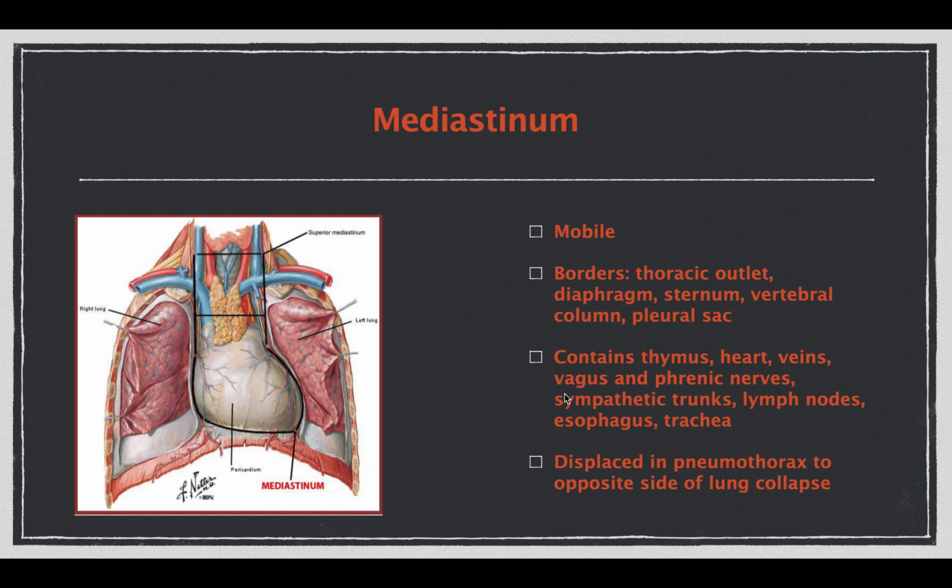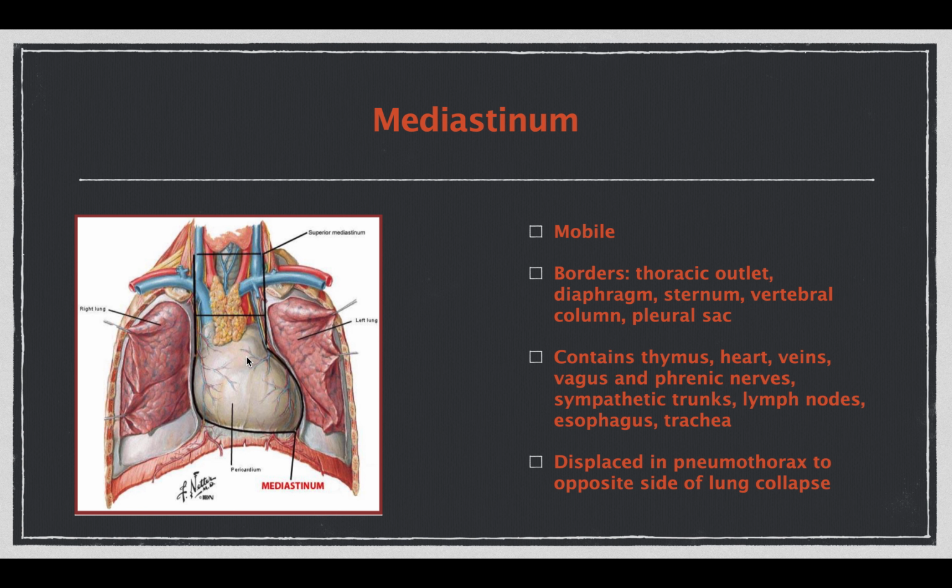It contains the thymus, heart, veins, vagus and phrenic nerves, along with the sympathetic trunks, along with the pretracheal, paratracheal, and deep cervical lymph nodes, along with the esophagus and the trachea.